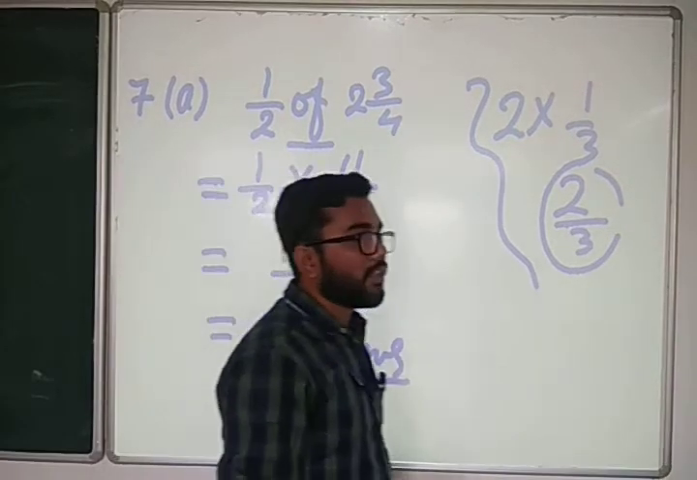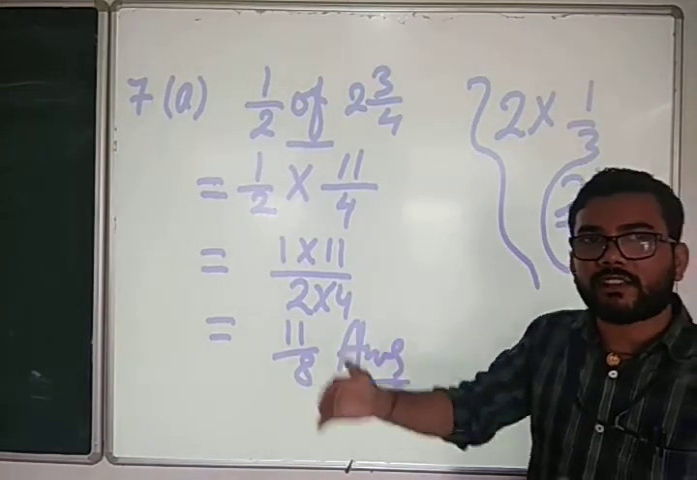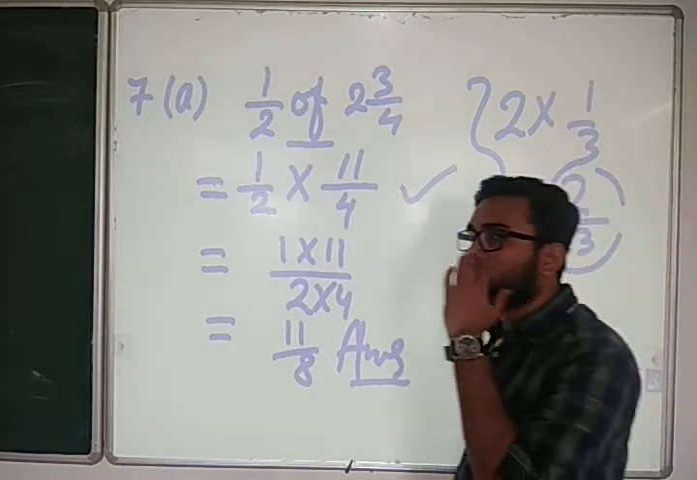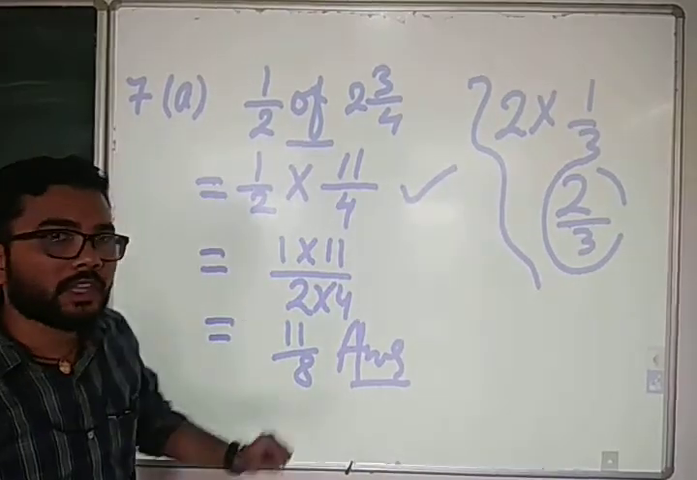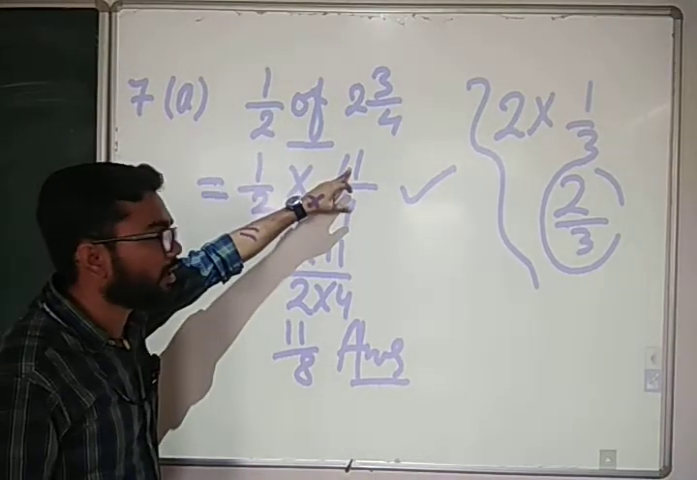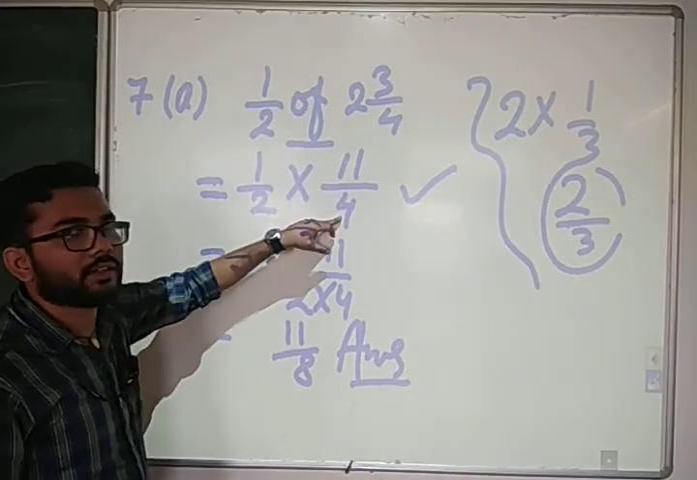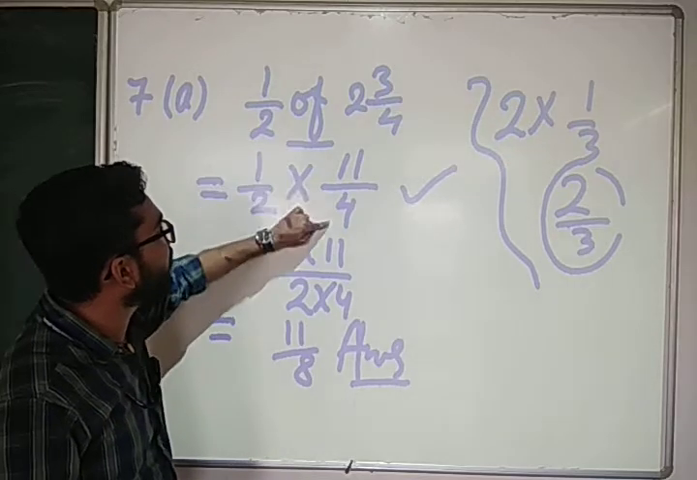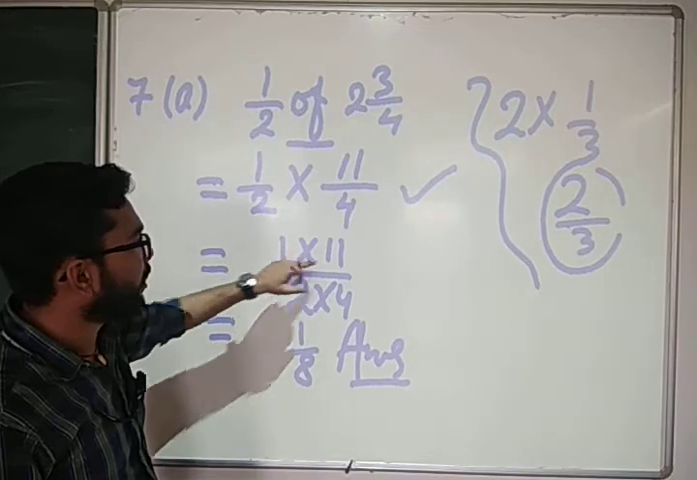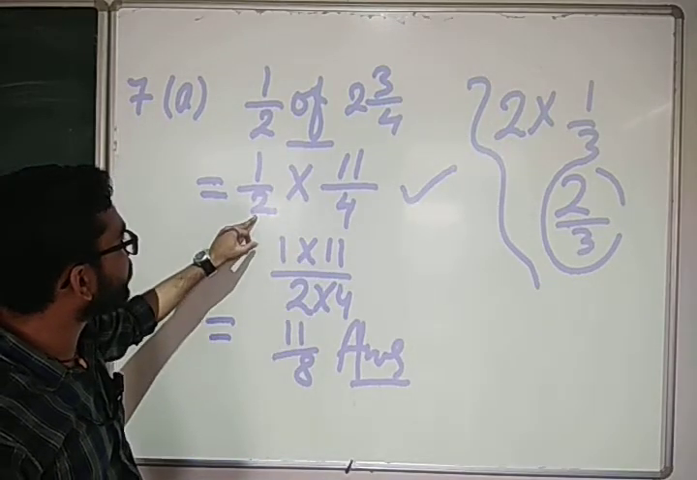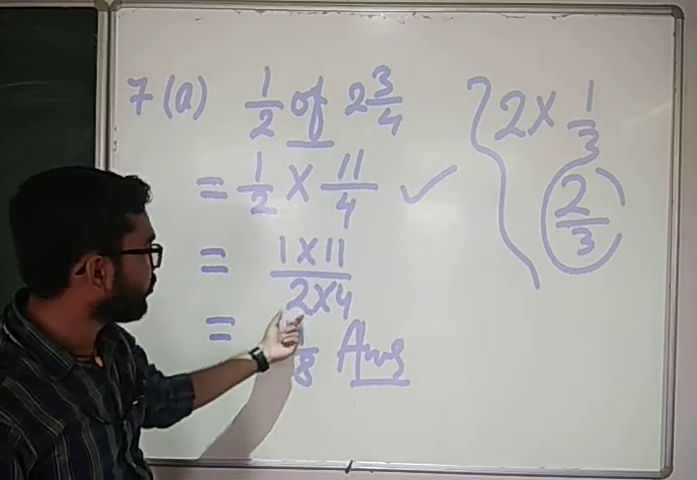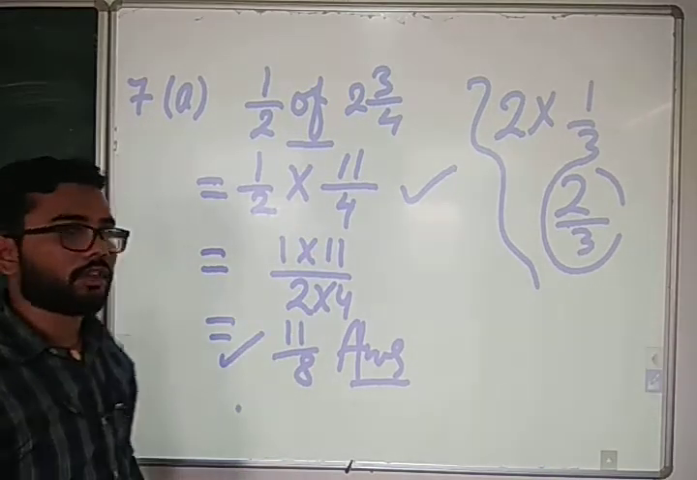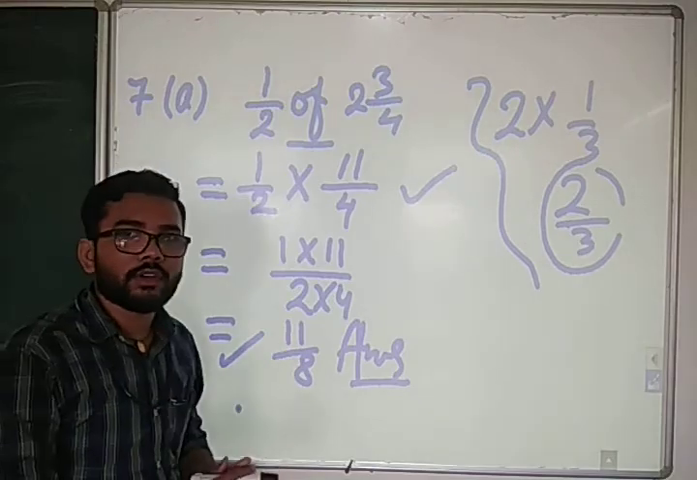So when you need to multiply a fraction with a fraction, remember one thing: you just multiply the numerator with numerator and denominator with denominator. Here, in this fraction the numerator is 1, and in this fraction the numerator is 11. 1 into 11, 11, and the denominator is 2 in one and 4 in the other. So 2 into 4, 11 upon 8. You can convert it into a mixed fraction also.